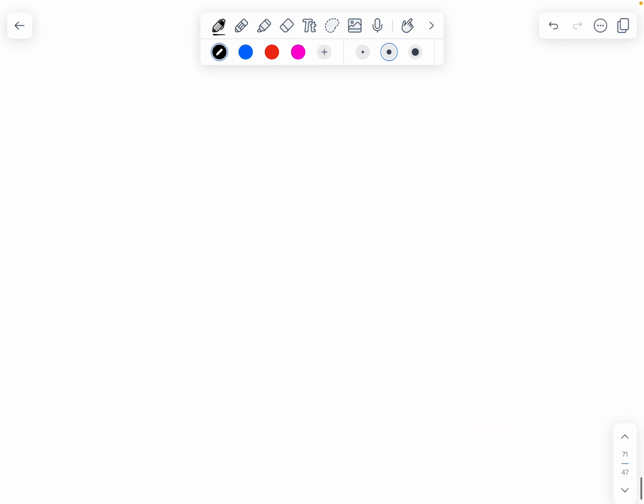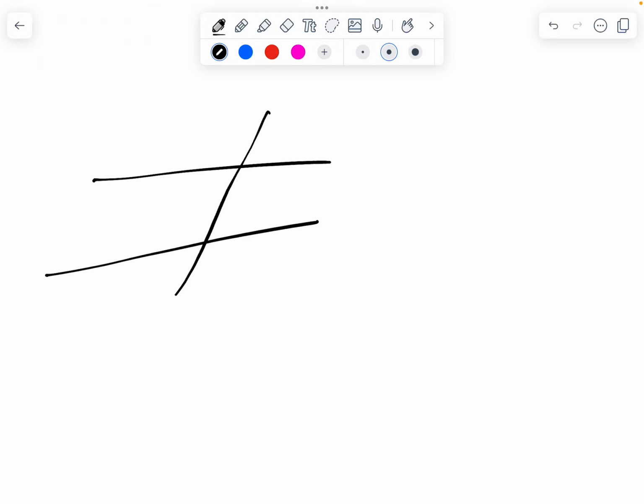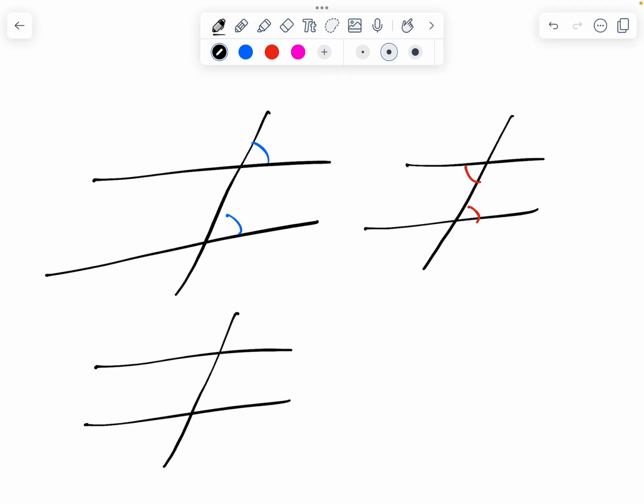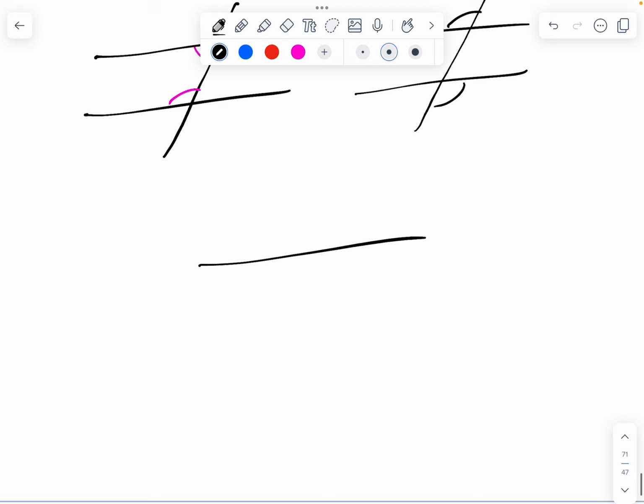As a really quick review, these are corresponding. These are alternate interior. These are same side interior. These are alternate exterior. And finally, these are same side exterior.